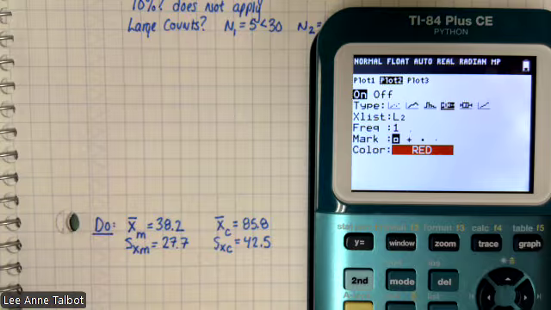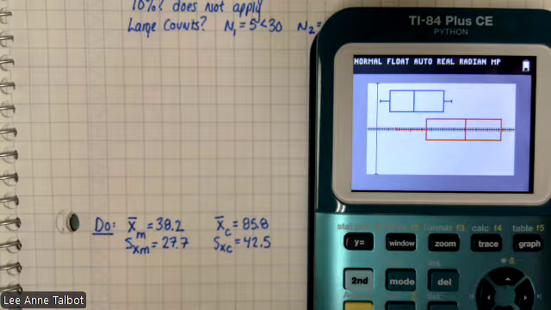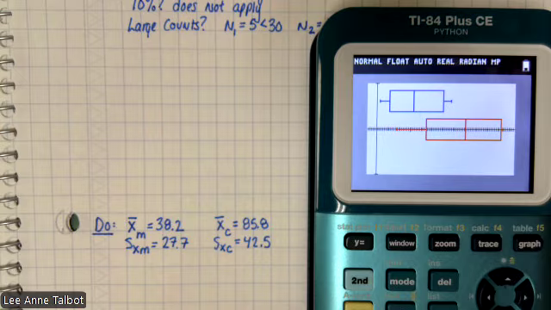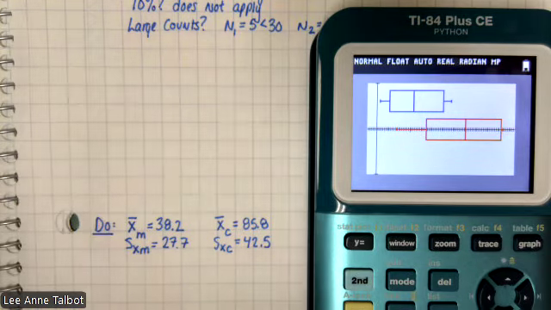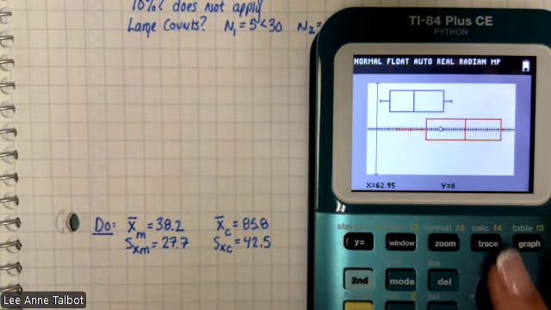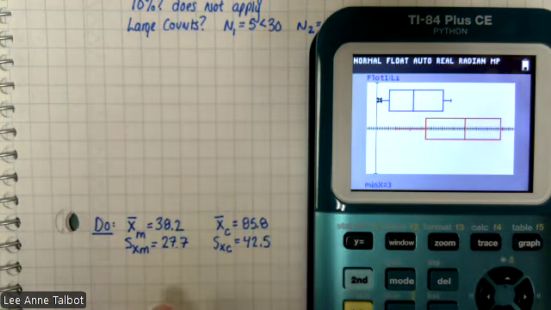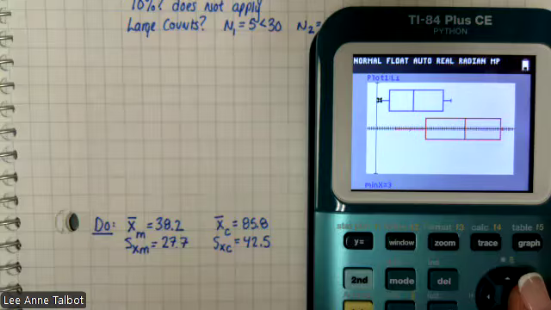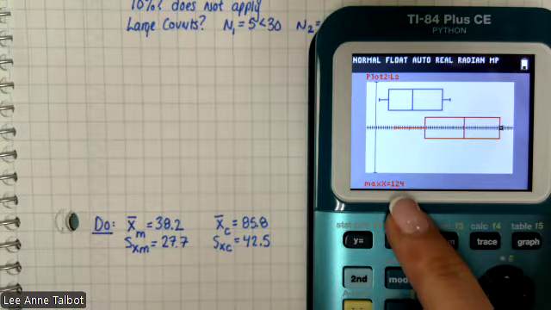Okay, and then when you got that situated, do zoom 9. And voila. 2 box plots. Okay, so I like to use the same x-axis for both because I'm lazy. So I'm going to start by making my x-axis. So I'm going to hit the trace button and scroll as far left as possible. That's 3. Clearly, that one was 3. And then I'm going to scroll as far right as possible. The maximum was 124.